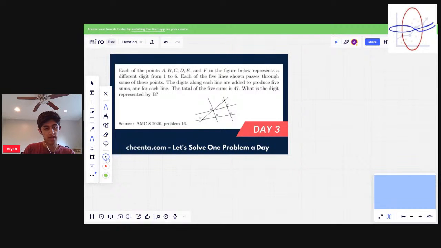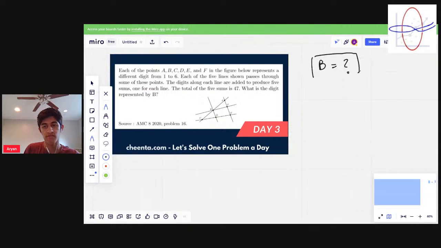Okay, so now that we have a decent idea of what the problem is asking, let's write down the information so we don't get lost. So B, the value of B, is ultimately what we want to find, right? Now if we let the variables A, B, C, D, E, and F represent the points given, we could start with writing down some equations. So first of all, let's take a look at the obvious. The total of the 5 sums is 47. So we have 5 sums, which represent 5 lines. So let's take this systematically.